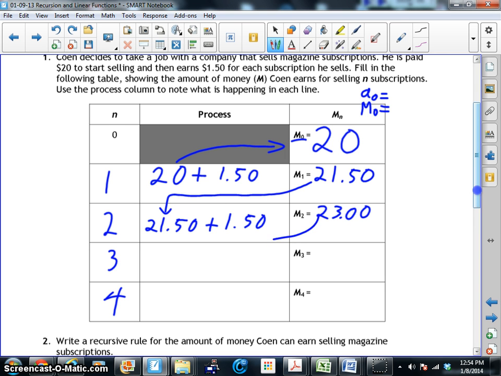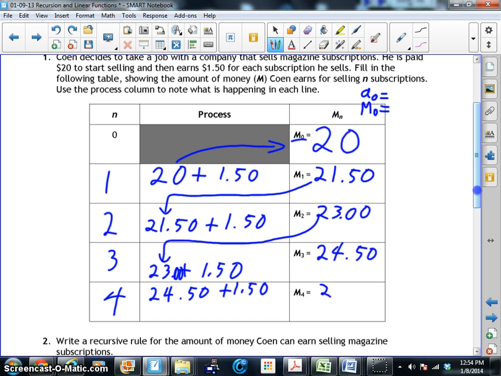Then we put that down for the next one. 23 plus another $1.50. Well, now that becomes $24.50. Of course, the last one, if we have $24.50 plus $1.50, that's 26.